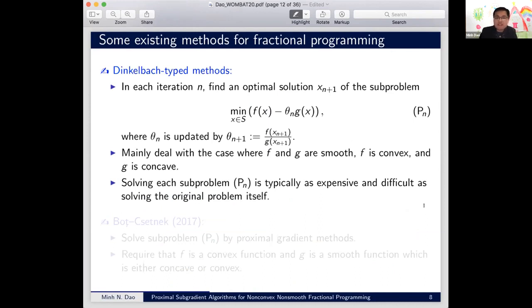Dinkelbach type methods are classical and also popular to solve fractional programming. For these methods, in each iteration n, we find an optimal solution x_{n+1} of this subproblem. It means that we bring the denominator to the numerator, right? But we have some parameter here. Parameter theta_n is updated by theta_{n+1} equals f(x_{n+1}) over g(x_{n+1}).